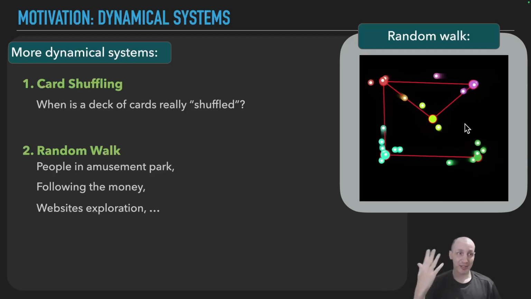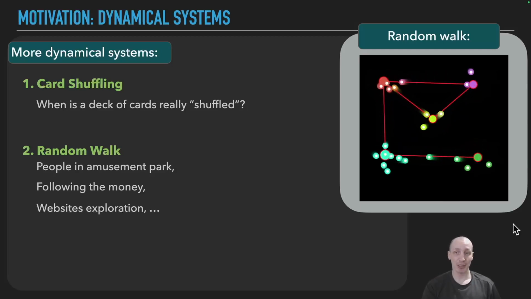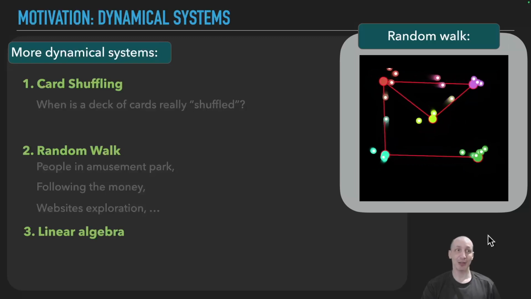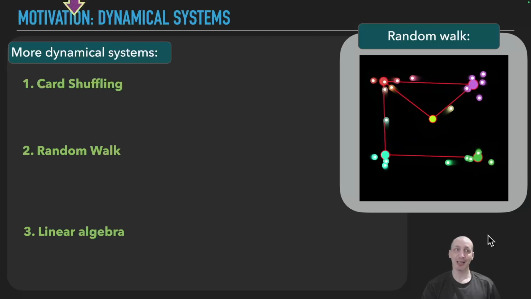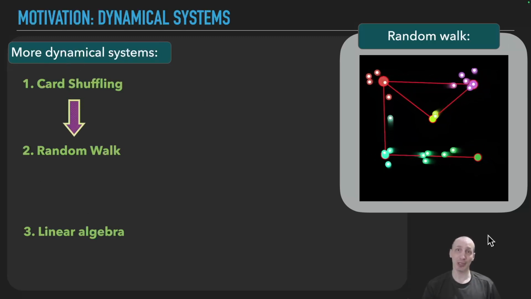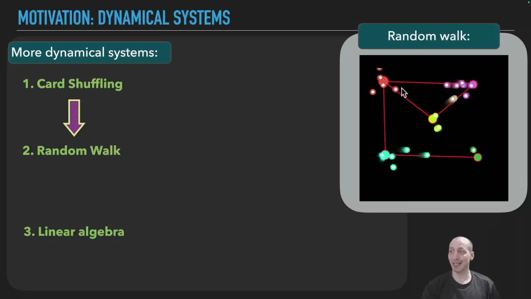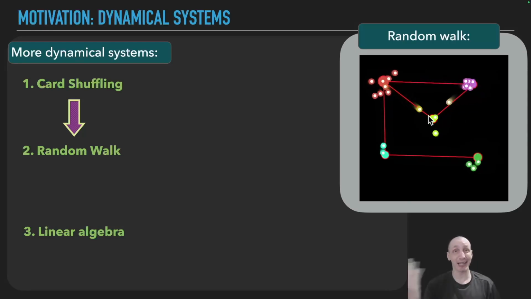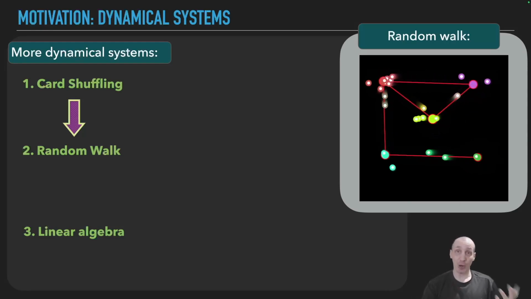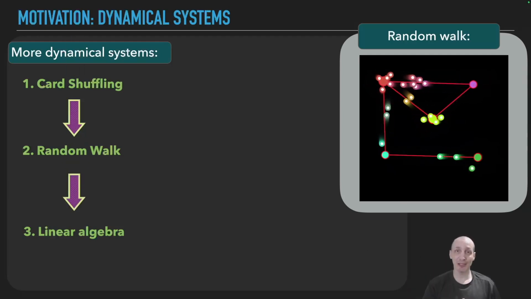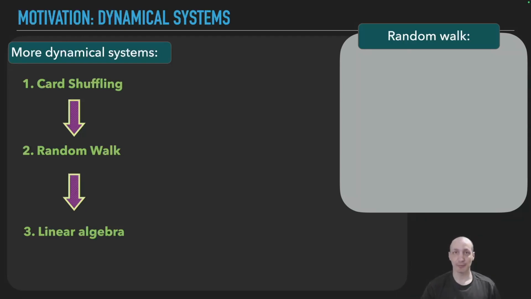Okay, so we have this card shuffling, we have this random walk, and of course we had before the linear algebra. And what I claim is that actually the card shuffling is a random walk, and we already talked about it because each state is basically a node, and we move from one to the other by choosing randomly where we go. But I also claim that every time you have a random walk, you can actually model it using a linear algebra dynamical system. So let's see how to do it.